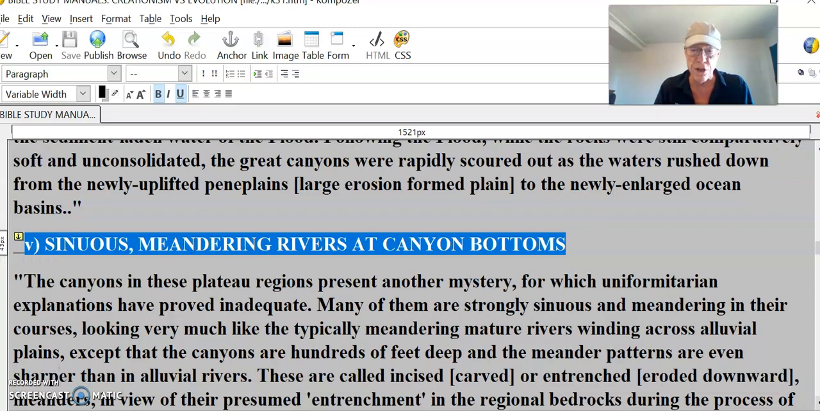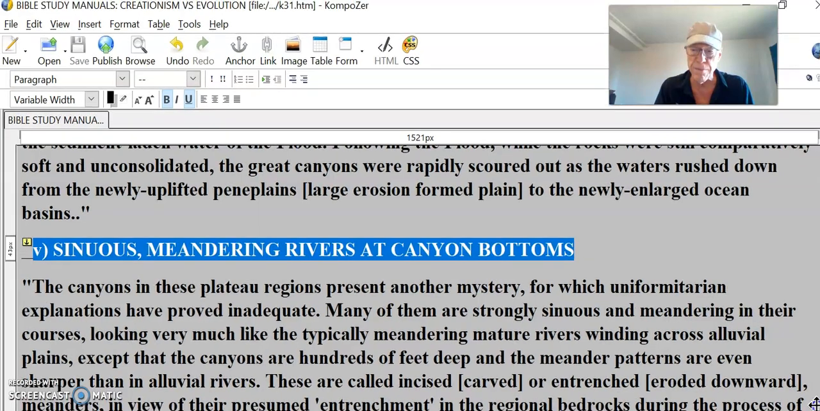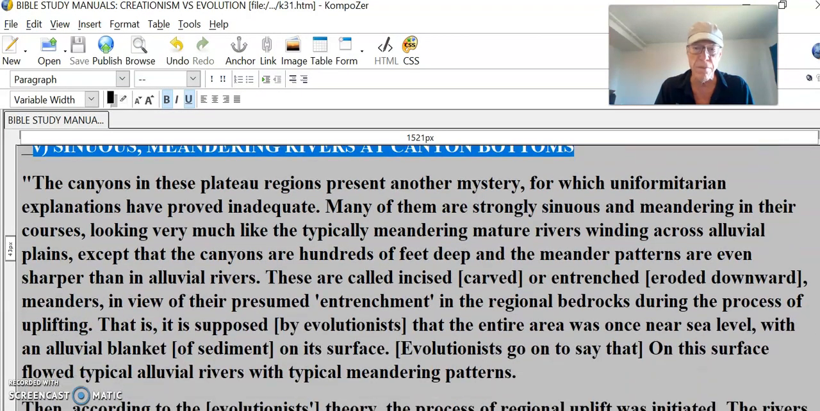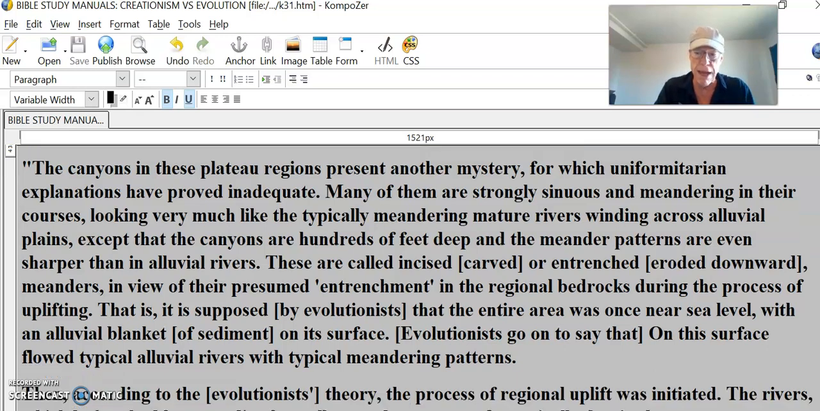These are called incised, or carved, or entrenched, eroded downward, meanders in view of their presumed entrenchment in the regional bedrocks during the process of uplifting. That is, it is supposed by evolutionists that the entire area was once near sea level with an alluvial blanket of sediment on its surface. Evolutionists go on to say that on the surface flowed typical alluvial rivers with typical meandering patterns.